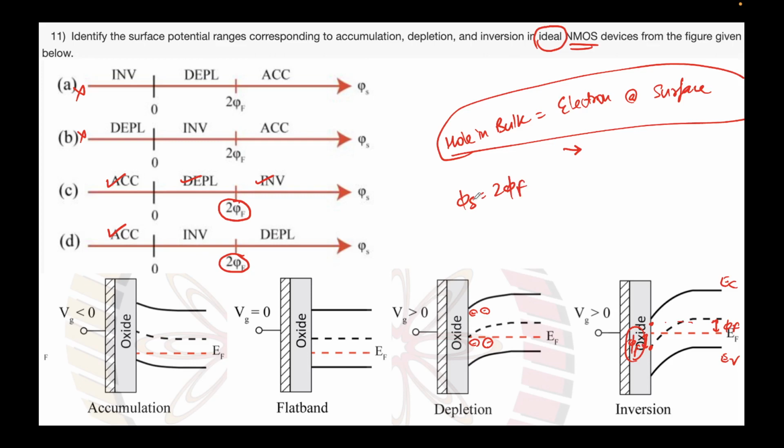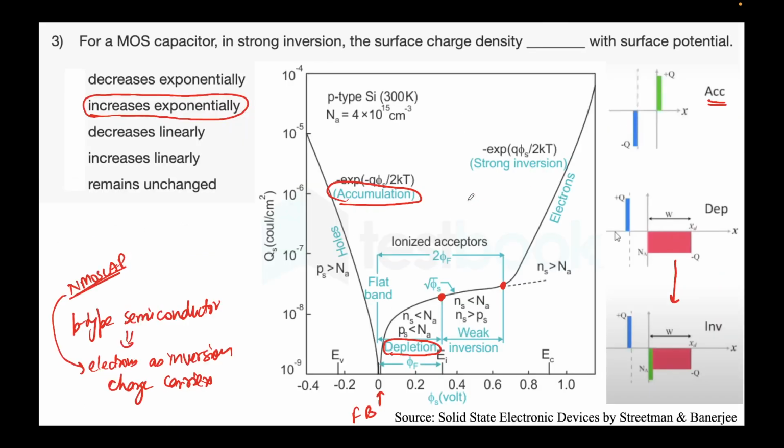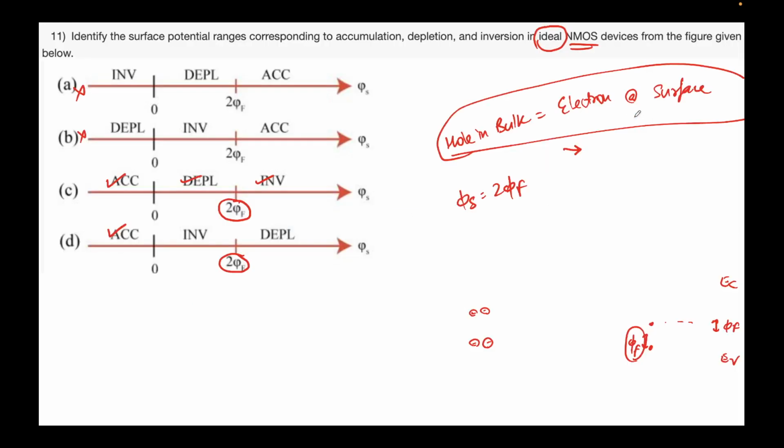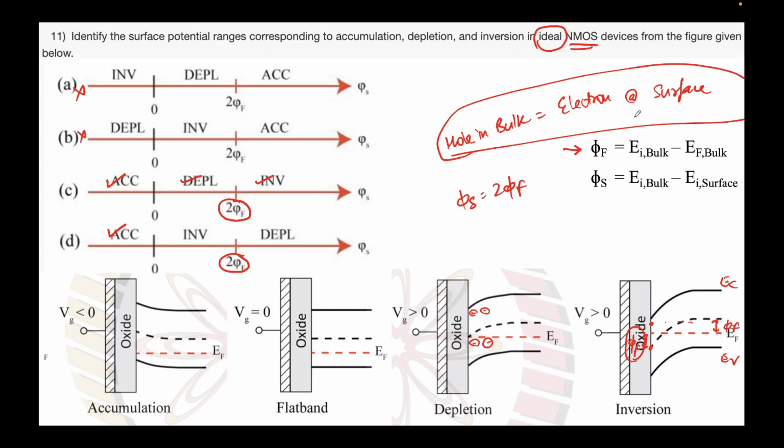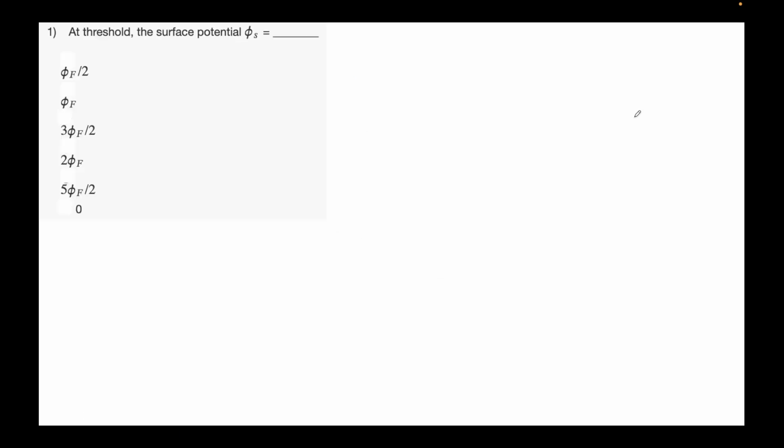After that, as we saw in the previous slide, the concentration will keep on increasing exponentially. But we are only interested in the point at which it starts to happen, and we can always apply higher biases to increase the electron concentration and drive higher current. This point, when phi s becomes equal to 2 phi f, at the onset of strong inversion, is formally known as threshold voltage.